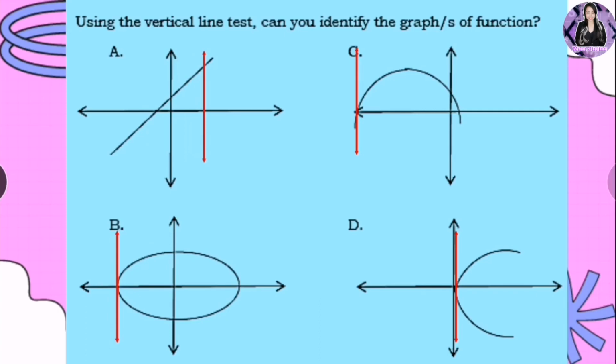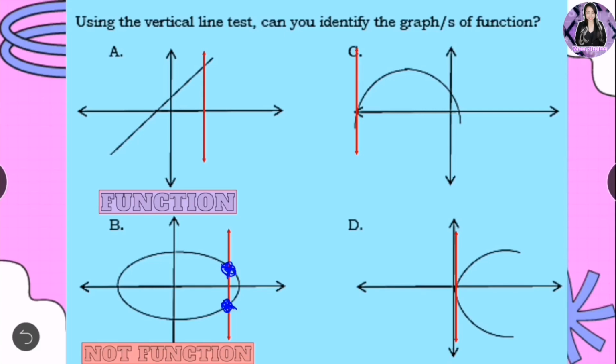Is it a function or not? Correct. It is a function because it passed the vertical line test. How about letter B? Let's see. Is it a function or not a function? You are right. It is not a function because the line intersects at 2 points.